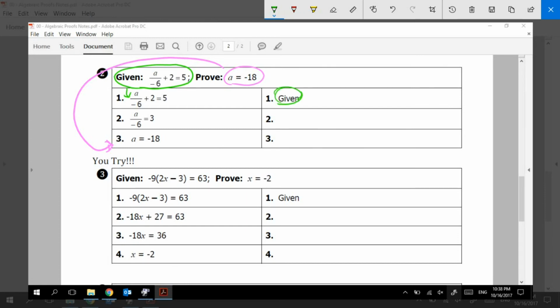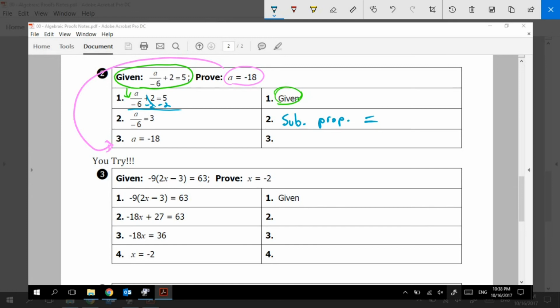They gave it to us. Now, let's go step by step. So what would we do first? First, we're going to subtract 2 from both sides. And that would take us to, boom, a over negative 6 equals 3. But what property did we use right there? We used the subtraction property of equality. Sub prop equal sign. Subtraction property of equality.